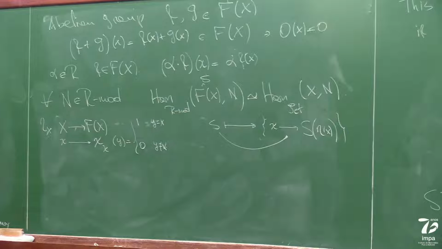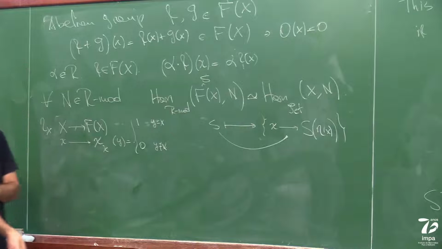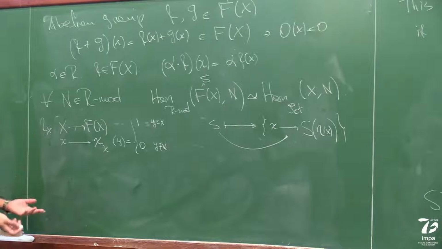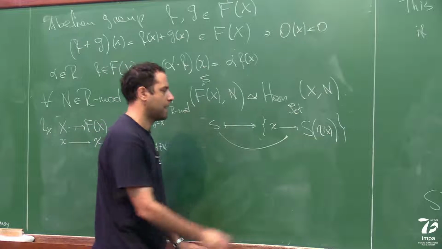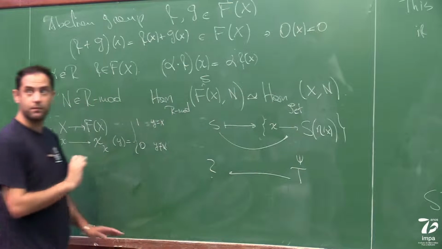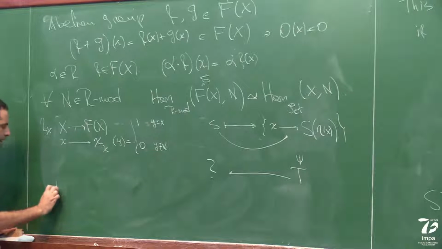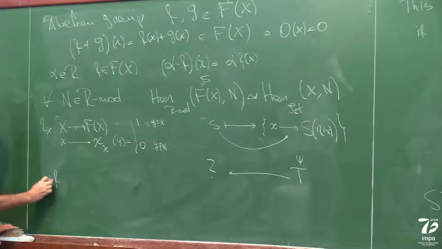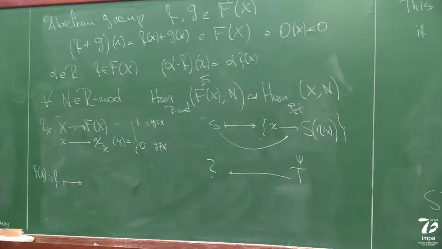If you give me a map of sets here, I need to produce a homomorphism of R-modules. So let's suppose that you give me a map of sets, and let's put a name to it, I guess T. I need to produce where that goes, so I need to give you now a homomorphism of R-modules. An element in F(X) is a function f, and I want to send this function to an element in N. The question is, what is that element in N?